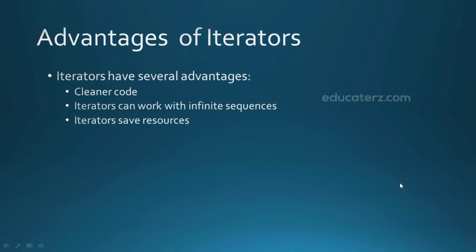But in the case of iterators, for each call we need to make a particular call to get an element from that sequence. So for each iteration it returns only one element, saving memory and other resources and improving efficiency. Now let's see an example to understand how iterators can be implemented in programs.